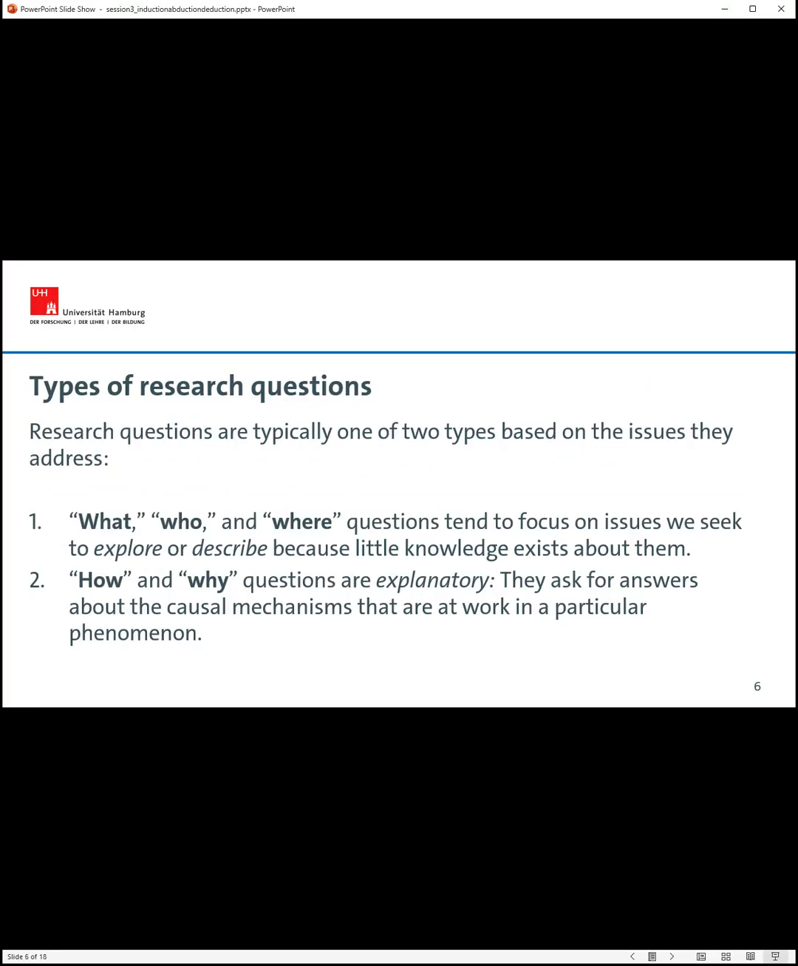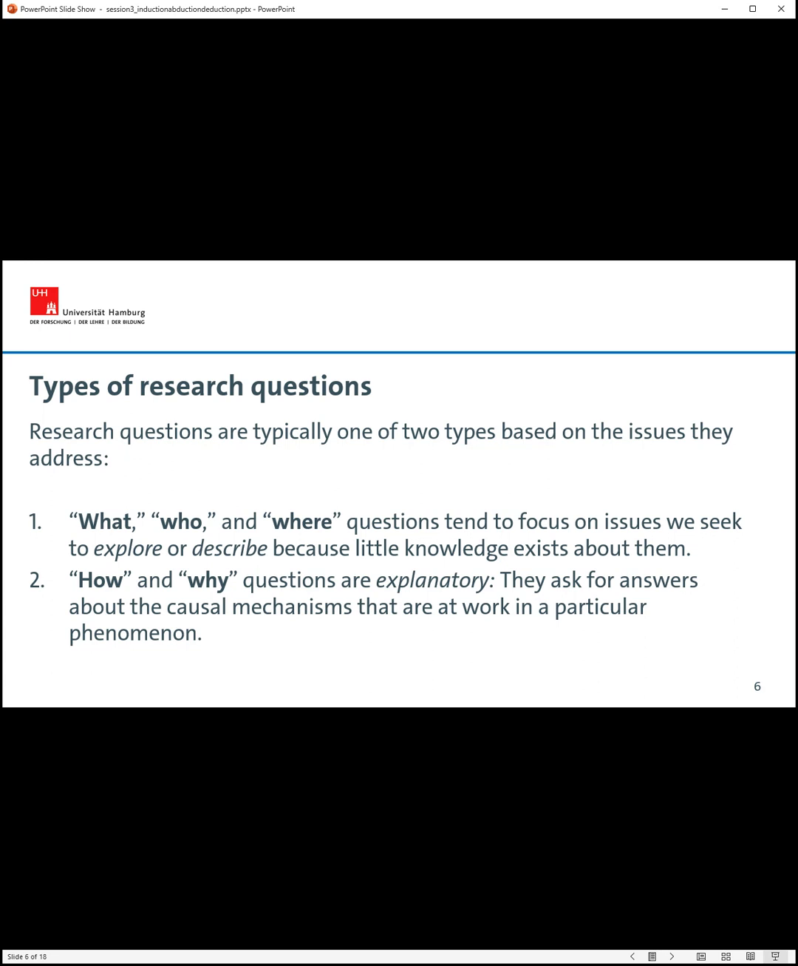Now, in very simple terms, we can distinguish two types of research questions. On the one hand, we have the so-called type 1 questions, which tend to be what questions, who questions, or where questions, or when questions, but they feature not that prominently. So what, who, and where questions, and these questions tend to focus on issues we want to describe or explore, typically because very little knowledge exists about them.